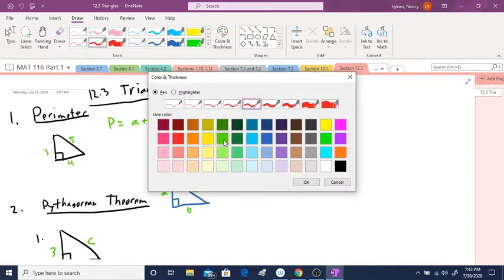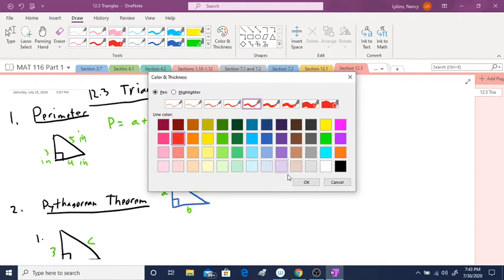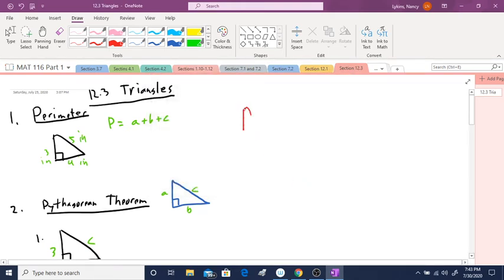So let's just take this example, and let's say all of them are in inches. So to find the perimeter, you would just need to add up 3 plus 4 plus 5. And this comes up to be 12. And perimeter will deal with the unit, which is inches.